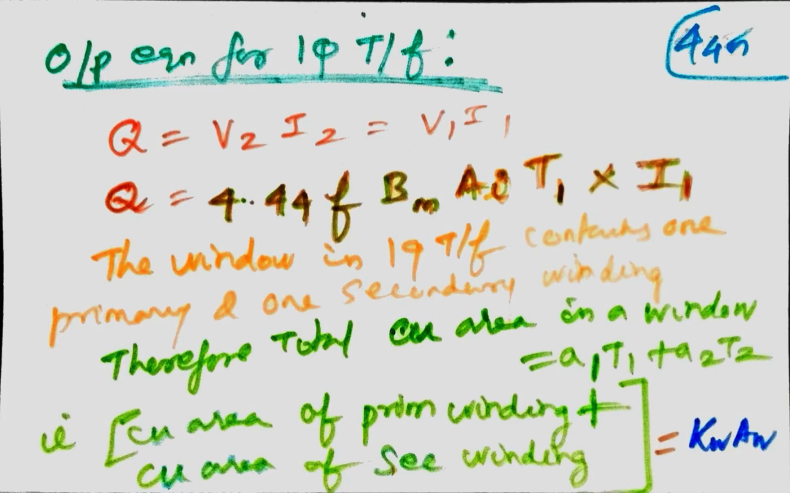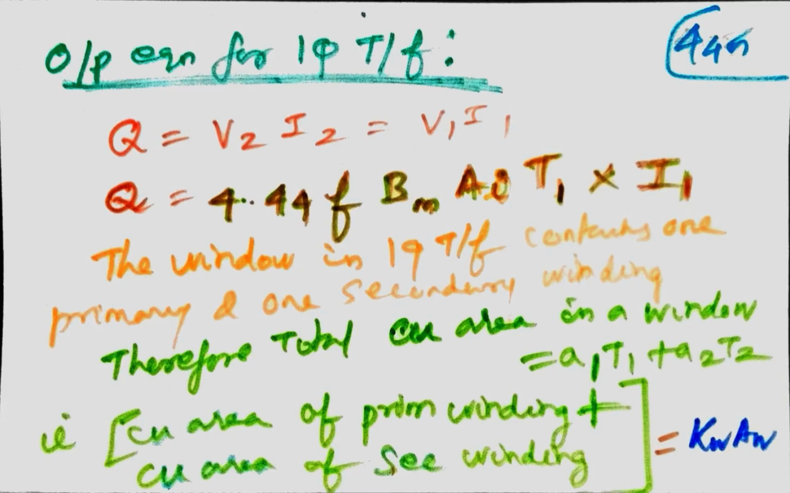Output equation for single phase transformer: Q is equal to V2 I2, or V1 I1. Q is equal to 4.44 f Bm Ai T1 into I1. The window of a single phase transformer contains one primary and one secondary winding. Therefore, total copper area in a window is equal to A1 T1 plus A2 T2, that is, copper area of primary winding plus copper area of secondary winding, which is equal to Kw Aw.